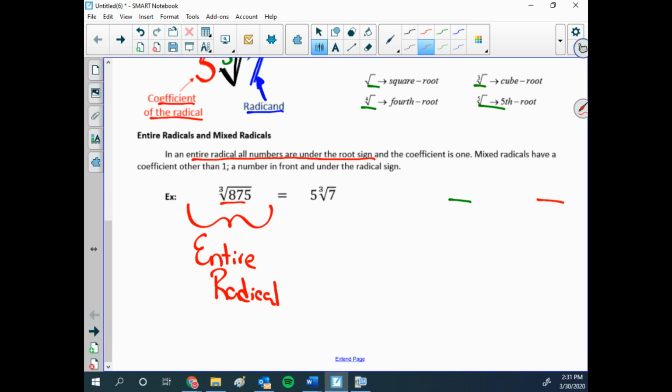This entire radical is actually equivalent to this other radical right here. And that radical right there is what we call a mixed radical. So mixed radicals have a coefficient out front other than 1, because technically, I could have a 1 here, but it doesn't really do anything. And so when I look at a mixed radical, generally we have a number or maybe some letters as a coefficient, and I also have numbers and letters underneath my root sign. So this is considered a mixed radical.